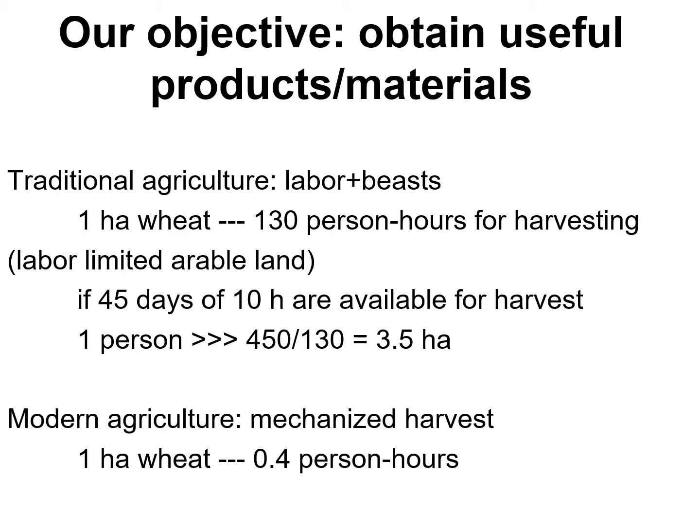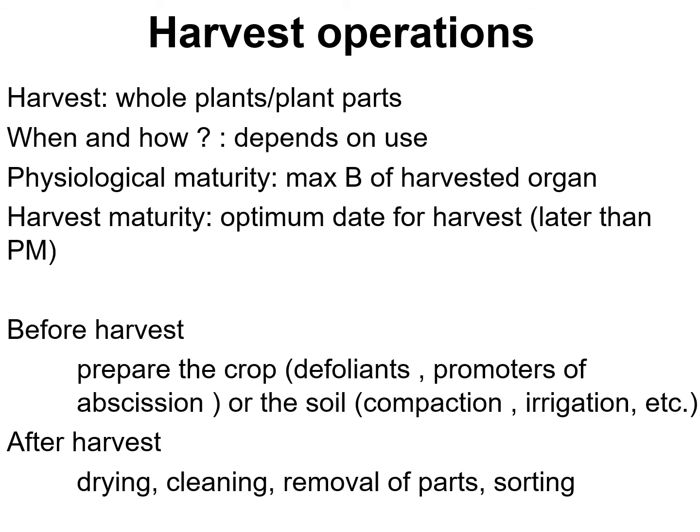That is a very small area as compared to modern agriculture, where with mechanized harvest, one person will be able to harvest 1 hectare of wheat in only 0.4 hours. We can harvest whole plants or parts of the plant, and the moment and the method will depend on the use of the harvested organ.